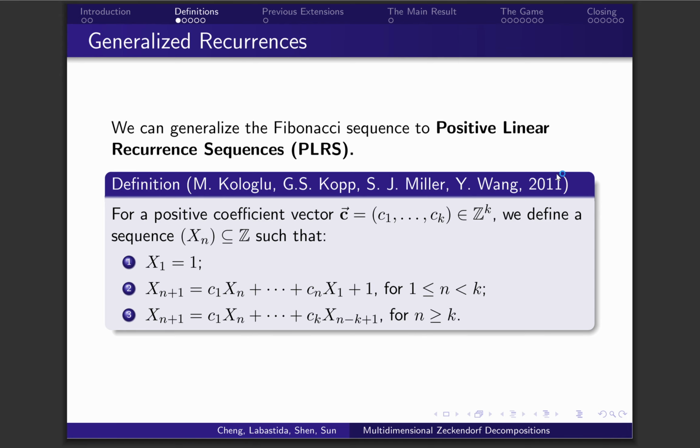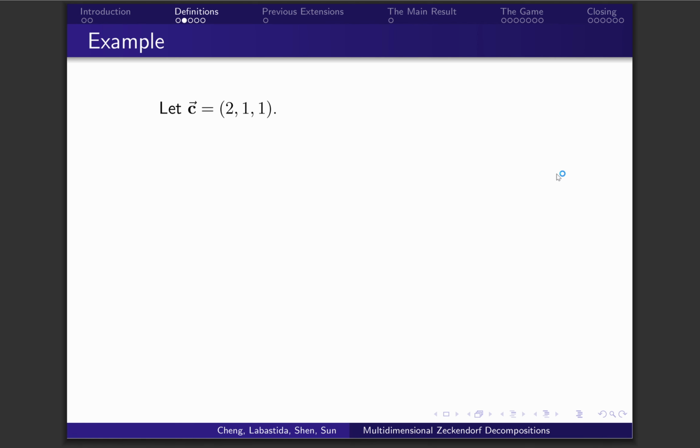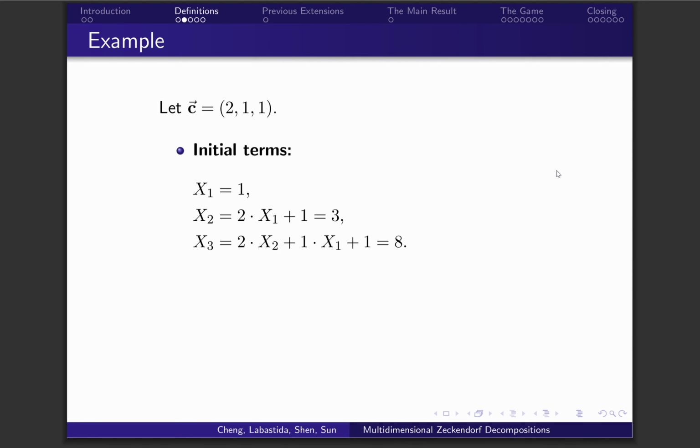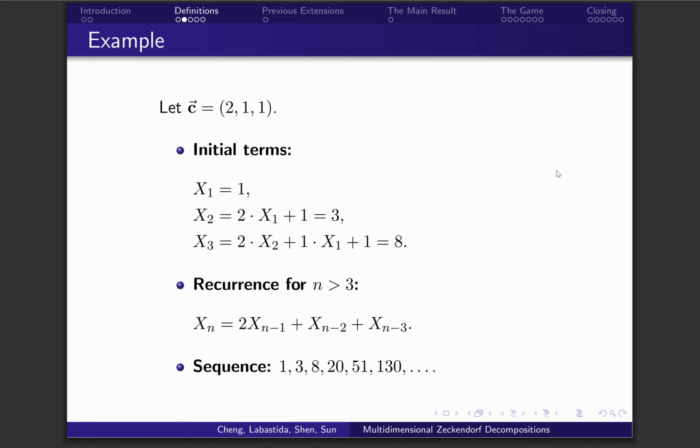Let me show you an example to explain this. Let vector c = (2, 1, 1), and the initial terms x_1 = 1, x_2 = 2 times x_1 plus 1 equals 3, and x_3 = 2 times x_2 plus 1 times x_1 plus 1 equals 8. Now we get 1, 3, 8 as the initial terms, and for n greater than 3, we can use the recursion x_n = 2x_{n-1} + x_{n-2} + x_{n-3}. So we get the sequence like this.